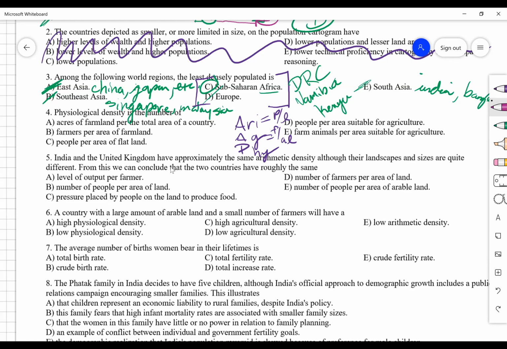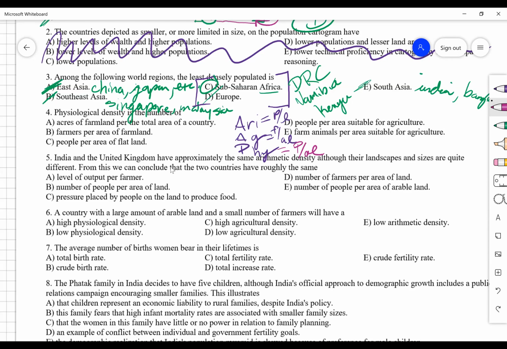And physiological density is a combo of the two. So it's agricultural and arithmetic put together. So it's people for arable land. Geographers love to use this as the best form of density. If you saw a form of density on your AP exam, this is going to be the one. You're going to see this one talked about. So we just defined all these.